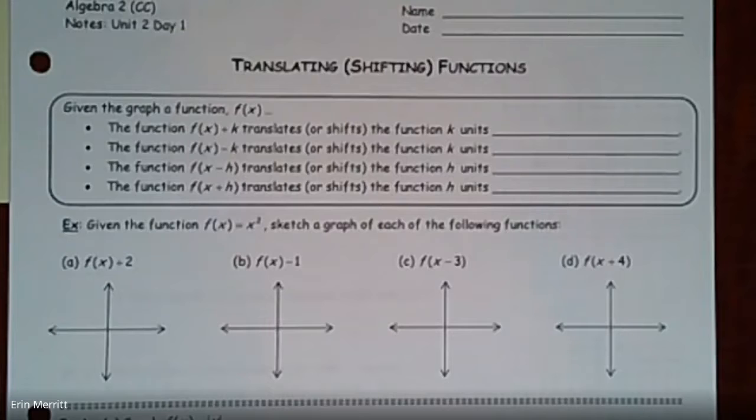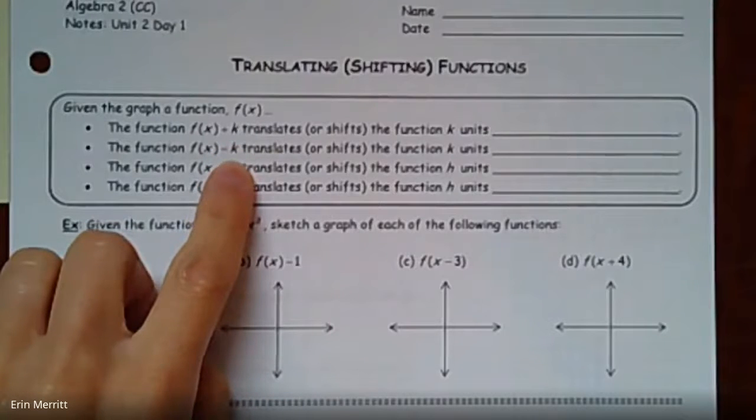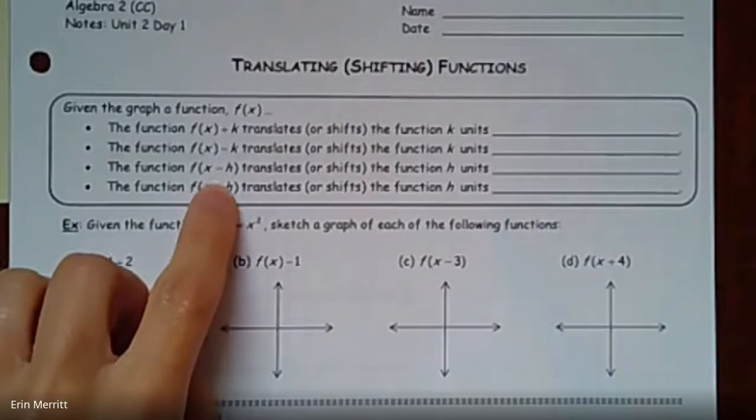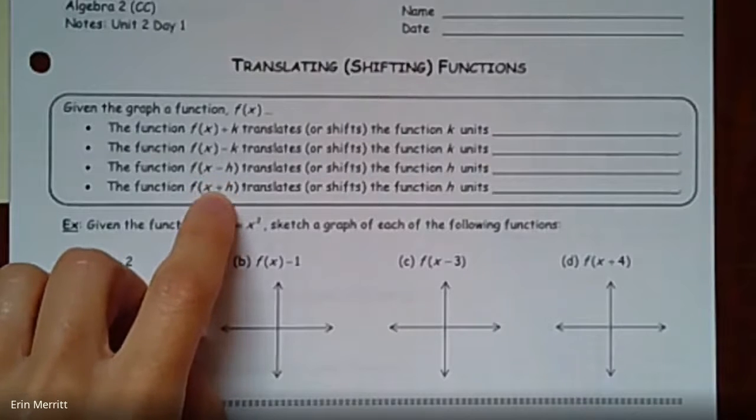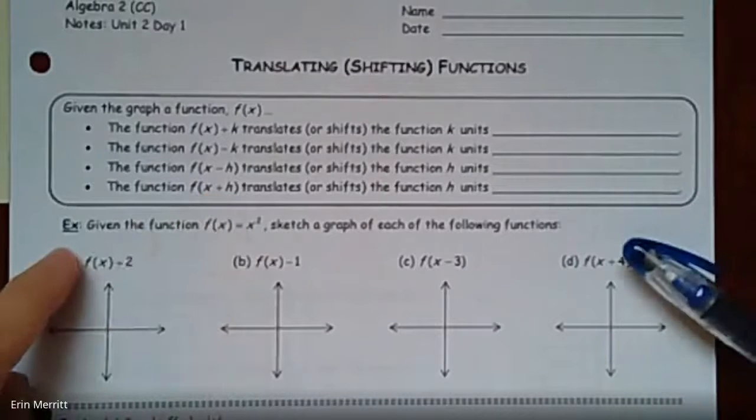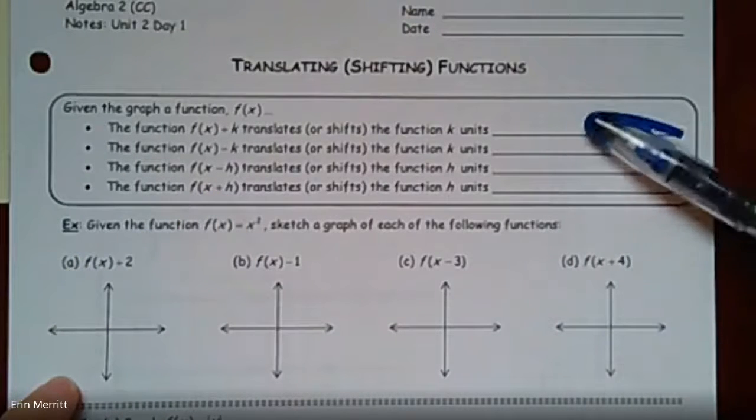So the first thing we're talking about is translating or shifting functions. Oh, sorry guys, if you can hear Teddy barking in the background. It says, given the graph f of x, the function f of x plus k or minus k is going to move it one way. And then if you have plus h or minus h on the inside, it will move it a different direction. All right. So let's take a look at these and then we'll come back and fill in this.